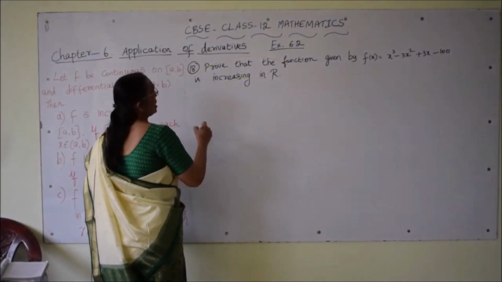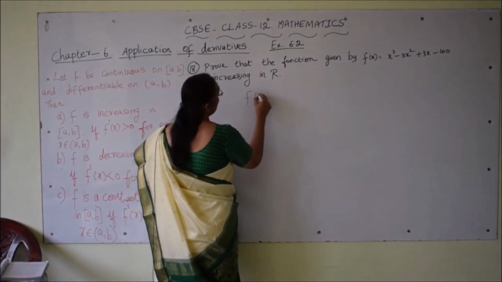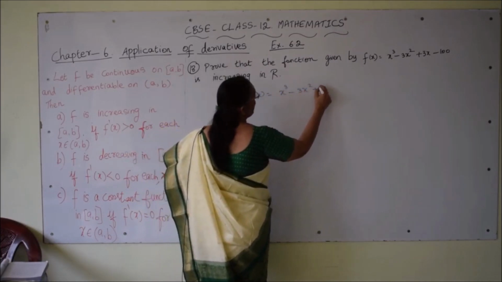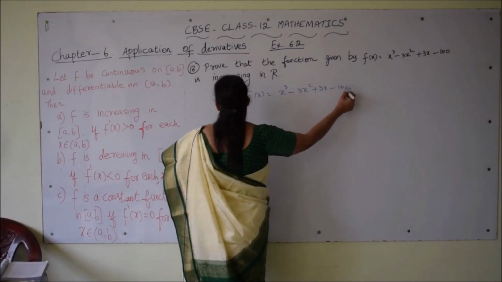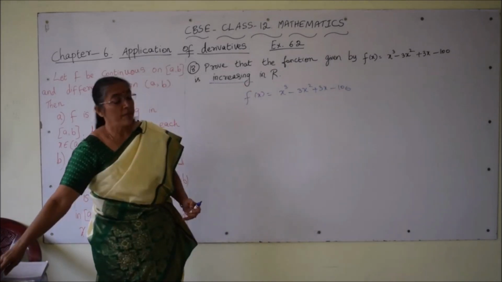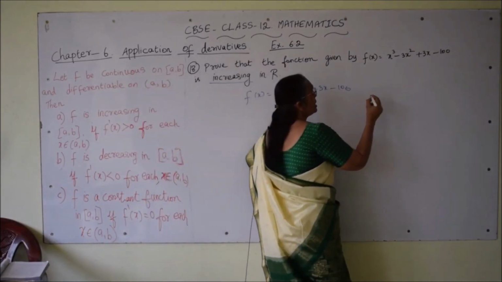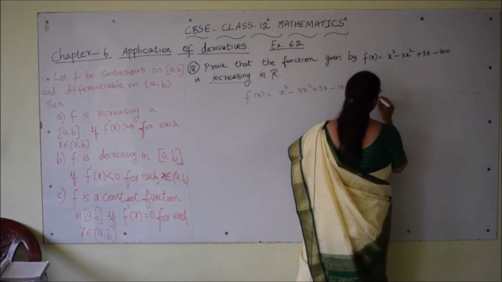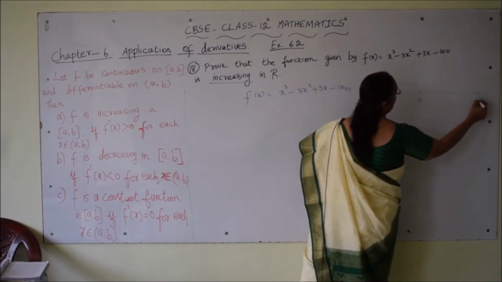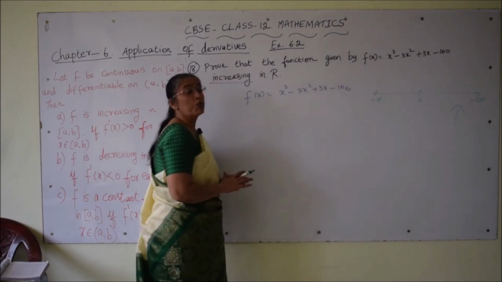Problem number 18. Prove that the function given by f of x is equal to x cube minus 3x square plus 3x minus 100 is increasing in R. That is, we have to prove that the given function is always increasing on the real number system R, that is, for all values from minus infinity to plus infinity.